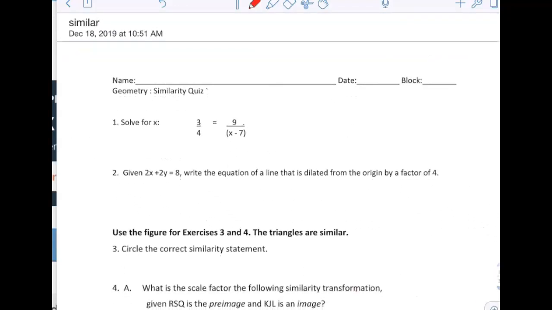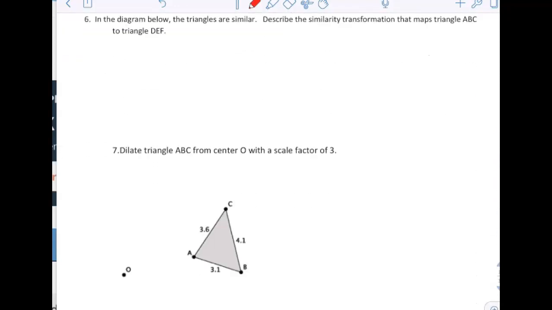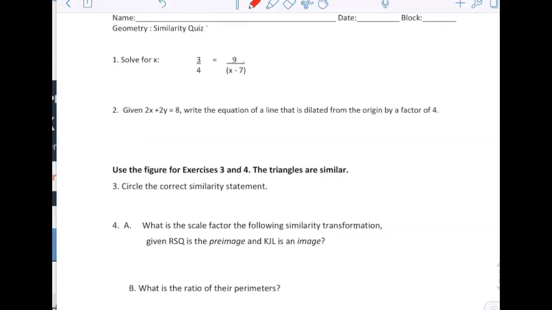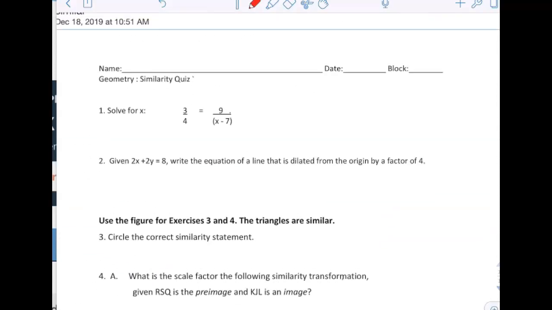This is very similar to the quiz. I just went in and changed numbers and basically kept the same types of questions. So if you can do this, you can do the quiz.